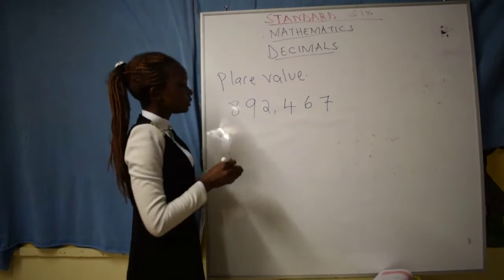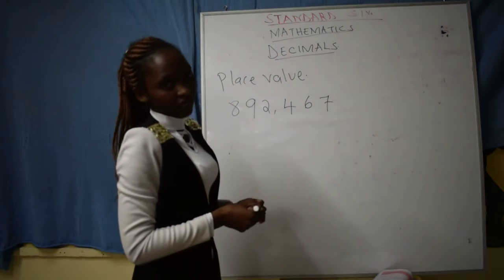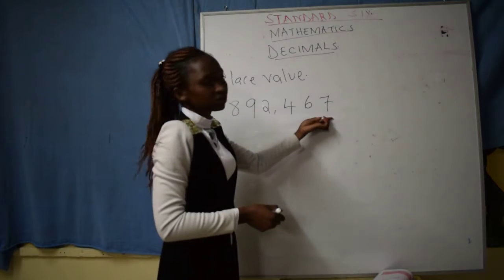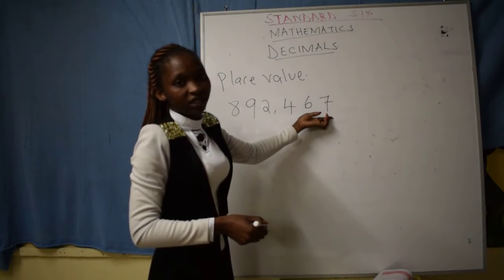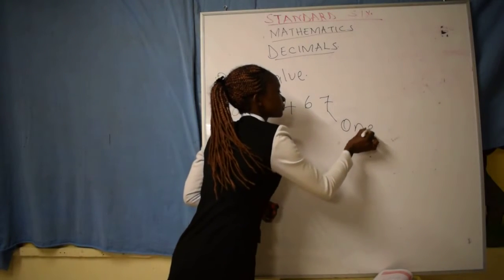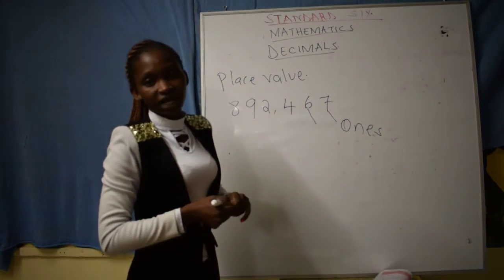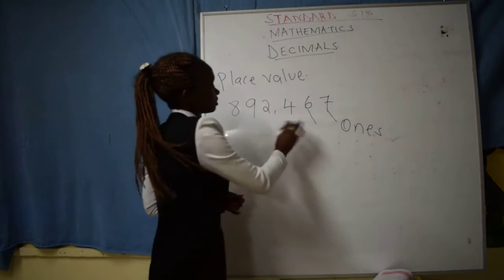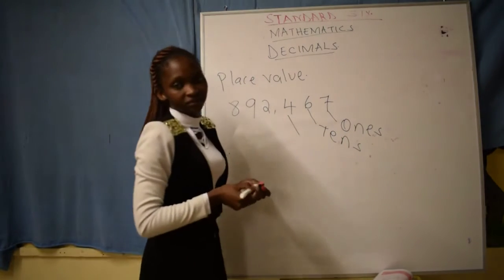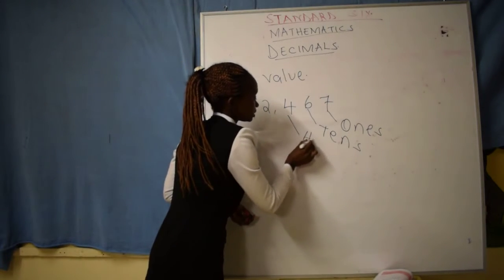892,467. So when we are giving the place value of these numbers, I said we begin from the right side. So on my farthest right side, I got 7. So what is the place value of digit 7 here? Very good. The place value of digit 7 here is ones. How about the second digit? What is its place value, class? Absolutely right. So the place value of 6 is tens. How about 4? Very good. The place value of 4 is hundreds.